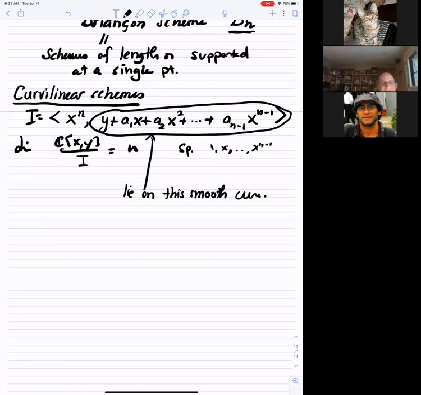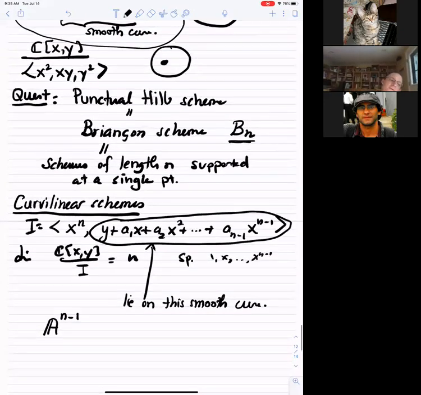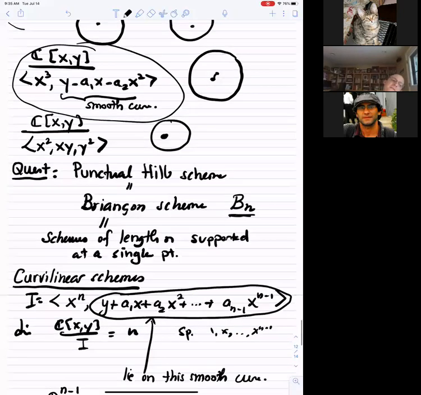Right? And it's relatively easy to understand this, right? I can parameterize these guys by just giving you the coefficients a1, a2, all the way to a_{n-1}. So you see that these curvilinear schemes are really parameterized by an affine n minus 1 space. But as I just told you when we were thinking about the Hilbert scheme of 3 points, not all length 3 schemes are curvilinear. We have these schemes, for instance, the maximal ideal squared, that's not curvilinear. It doesn't lie on a smooth curve.